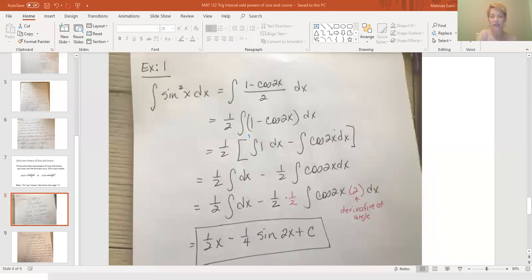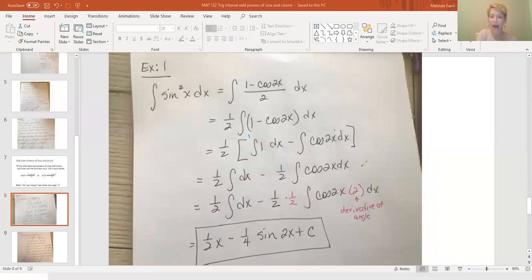So I've got two different things, so I just split them up into two different integrands. So 1 times the dx, and then the cosine 2x times the dx. But notice that 1/2 goes with both. So 1/2 times the first integration, and then minus 1/2 times that second integration gives me that. Well, now this is one I can already work. When you integrate dx, you just get x back. So that's where that 1/2 x came from.